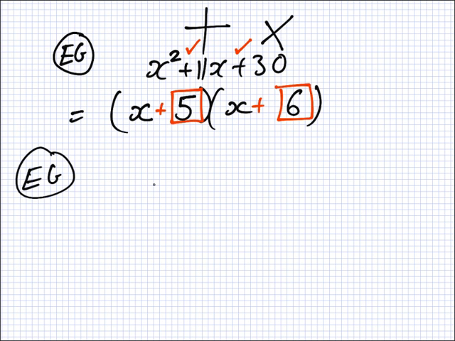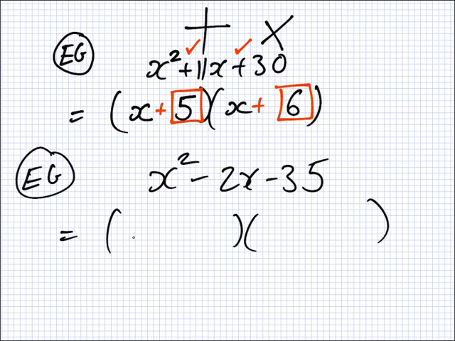Let's do ones with minus. X squared minus 2x minus 35. So again, we have 2 brackets. However, this time, plus and minus. And which one is the bigger one? Yeah, because we needed to add to a negative. And we need two numbers to multiply to make 35 negative and add to make minus 2.